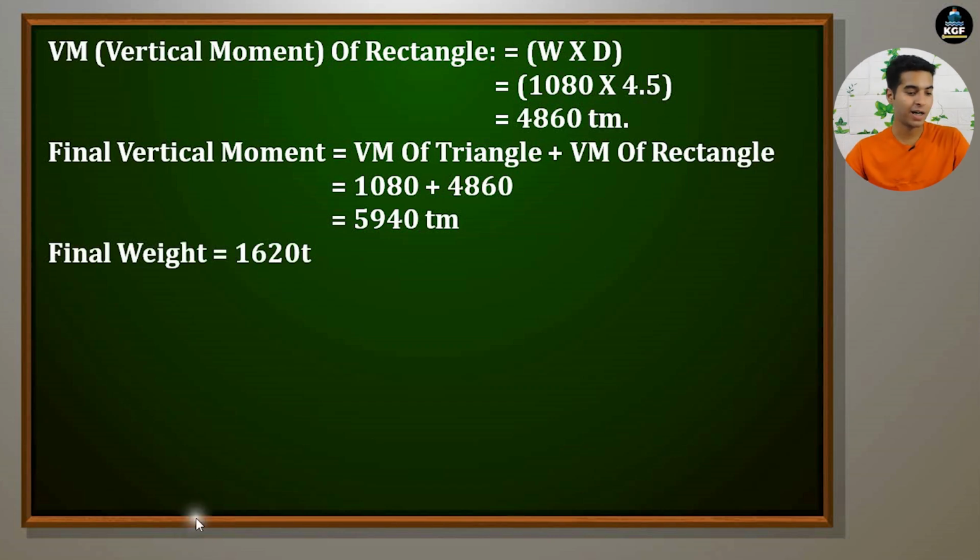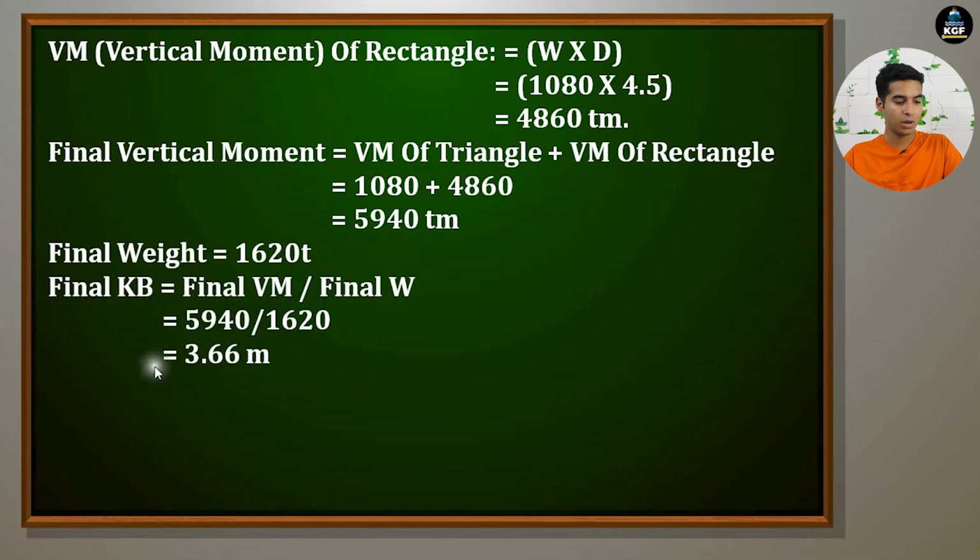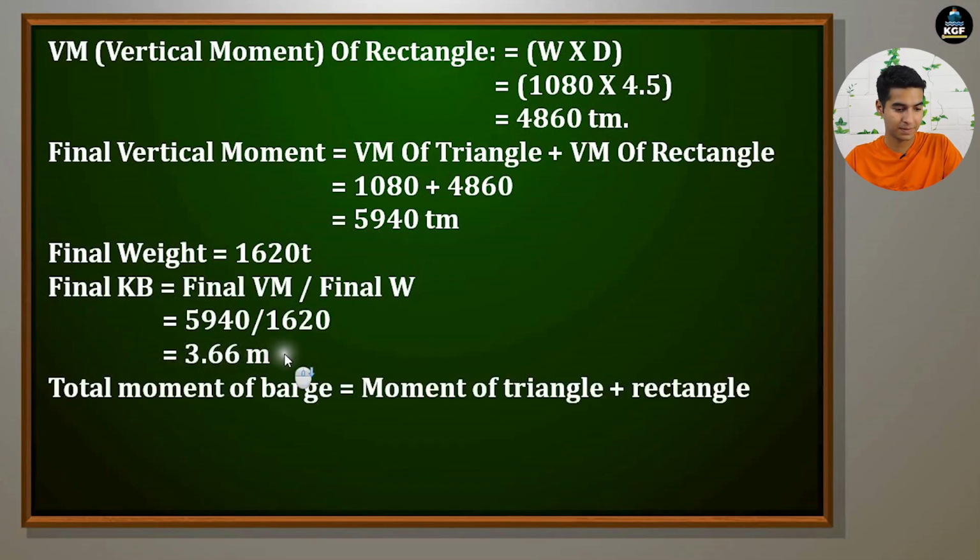Okay, final weight will be 1620 tons. Final KB will be final vertical moment divided by final weight. So guys, keep this formula in your hand or in your mind. So final KB will be final vertical moment divided by final weight, basically displacement. So which is equal to 3.66 meters.